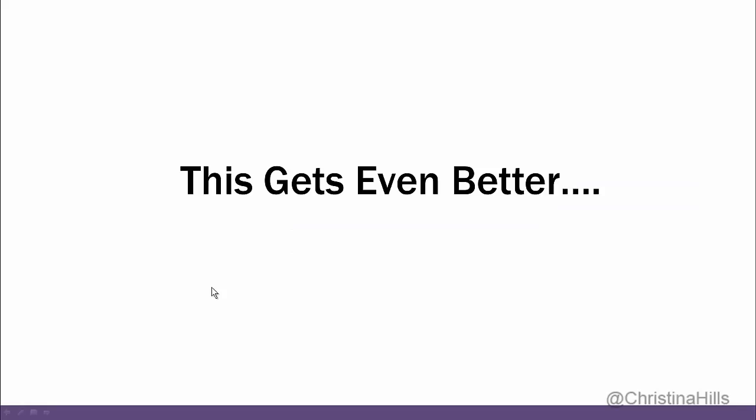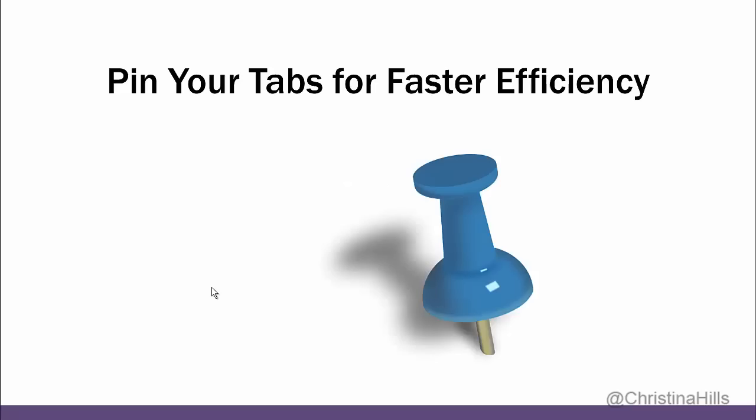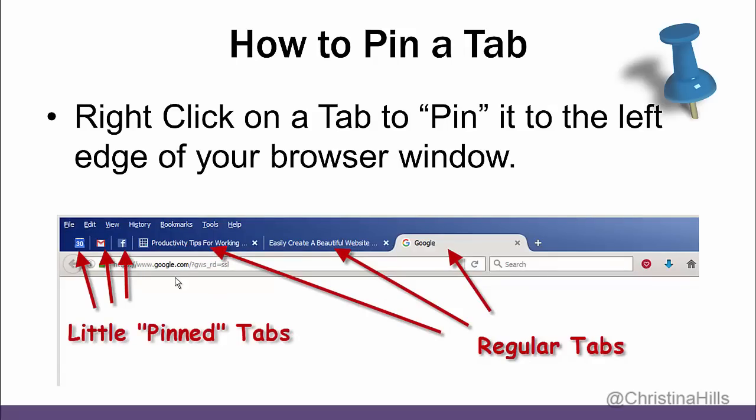Alright, so tabbed browsing gets even better, because what you can do is you can pin your tabs for faster efficiency. So how does that work? Pinning a tab. You right-click on a tab and it will pin it over to the left. So here I have different browser tabs up, but these ones are pinned to the left for sites that I might be going to a lot.